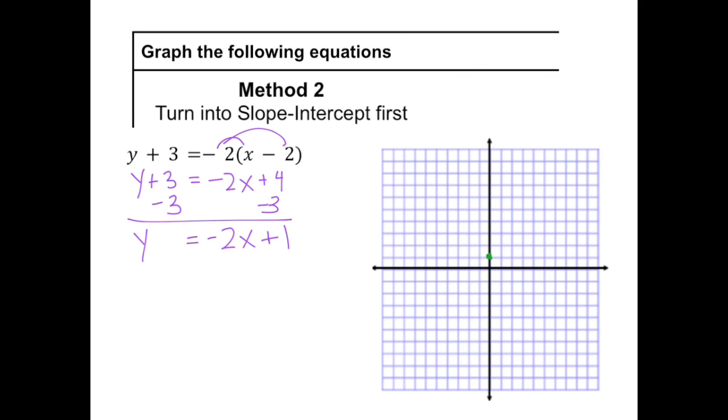And then a slope of negative 2 means I can go down 2 and to the right 1 to get more and more points. But then to also get points in the other direction, I'm going to go up 2 and to the left 1, and that will continue to give me a negative slope of 2. So that is the graph of the line y plus 3 equals negative 2 times x minus 2 in point slope form, or as slope-intercept form, y equals negative 2x plus 1.